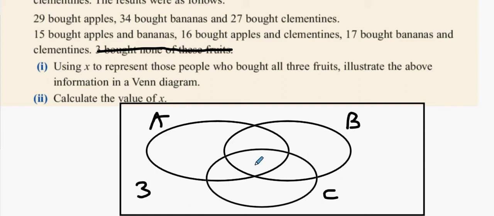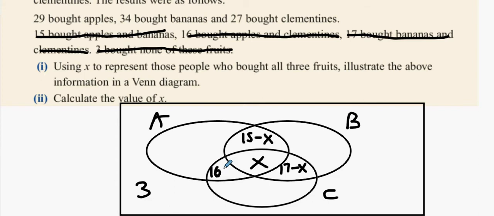Use x. We aren't told who bought all 3, so we're going to have to put x in here. Is that okay with you guys? Now, how many people bought apples and bananas? 15. So this should be 15 take away x, because when you add them together, they have to add to 15. What about bananas and clementines? 17. So 17 take away x. And 16 bought apples and clementines.